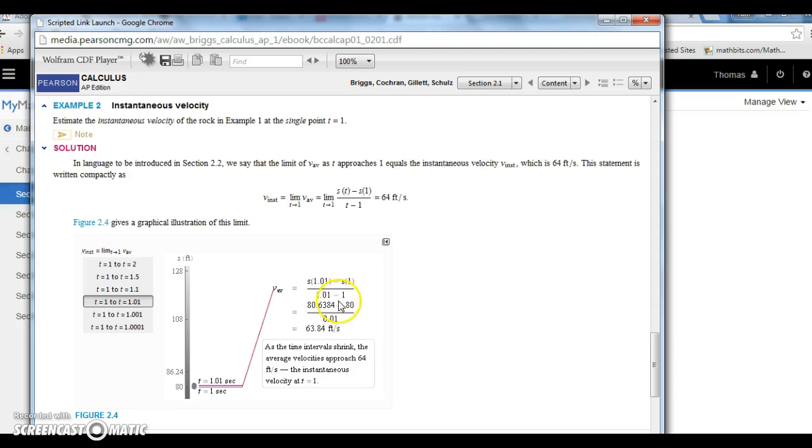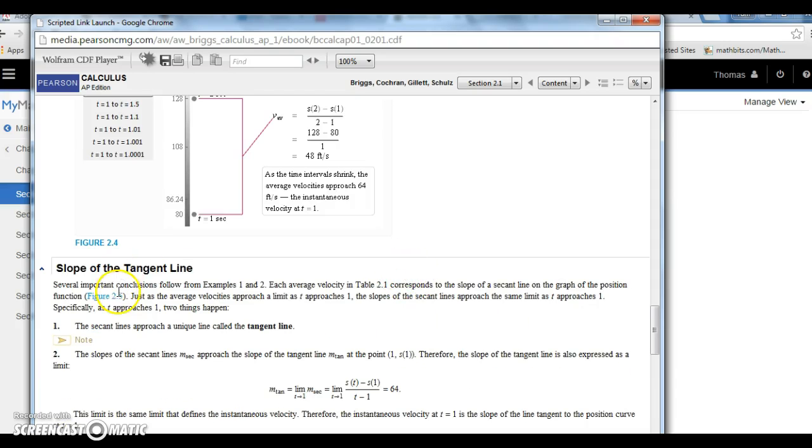Now look at our interval now, 1.01 to 1, 63.84. The interval gets smaller. T equals 1 and t equals 1.001, and it's approached now 63.9. And this interval gets even smaller. T equals 1, and the other t is 1.0001. And notice how close it is to 64. Notice the different slopes of the line as we connect these points. It gets a little shallower here.